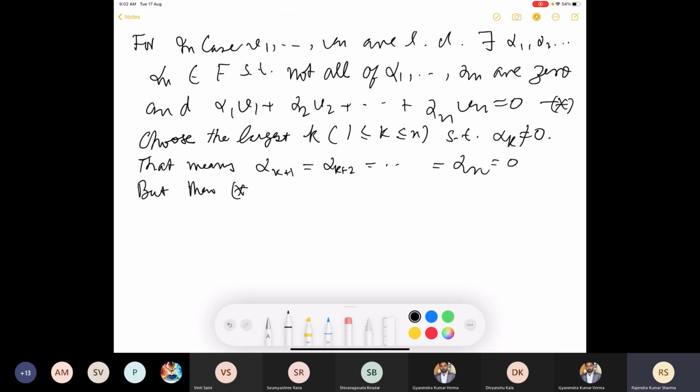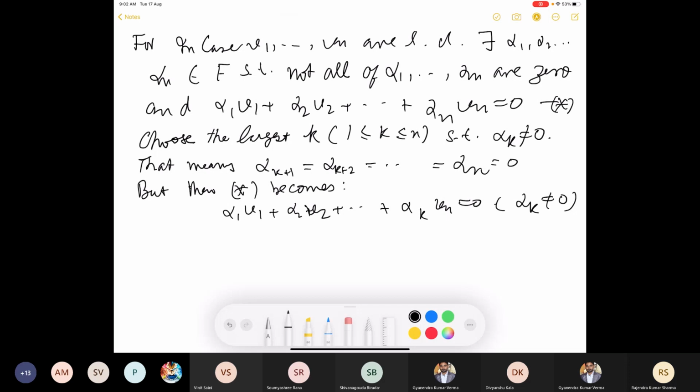This linear combination becomes alpha 1 v1 plus alpha 2 v2 plus ... plus alpha k vk equal to 0, and what we know here is that alpha k is not 0. This is the largest integer k so that alpha k is not 0, so all the higher coefficients, alpha k plus 1, alpha k plus 2, ..., alpha n, are 0. So effectively the linear combination equal to 0 means alpha 1 v1 plus alpha 2 v2 plus ... plus alpha k vk is 0.